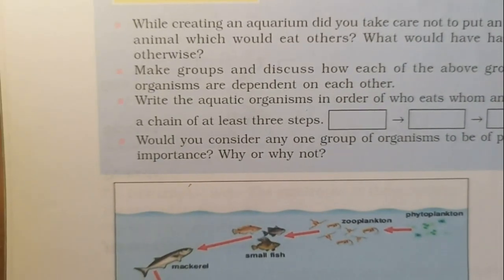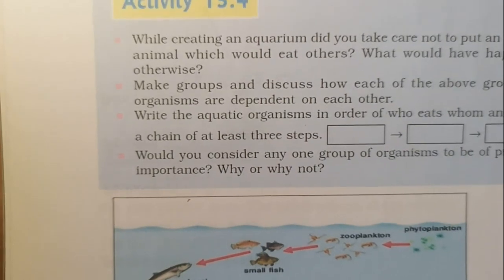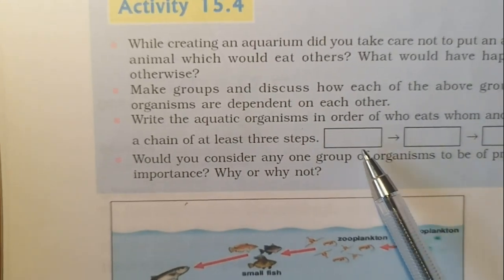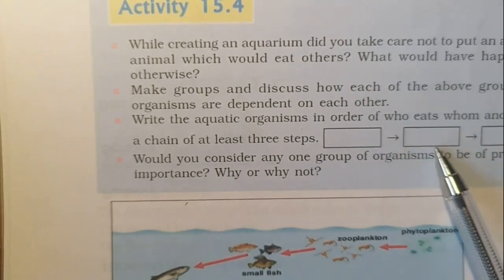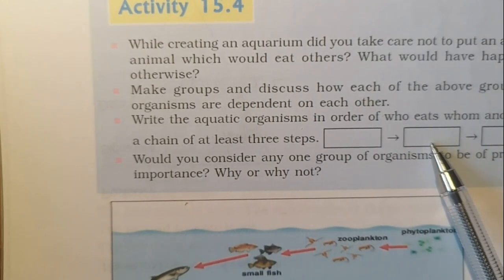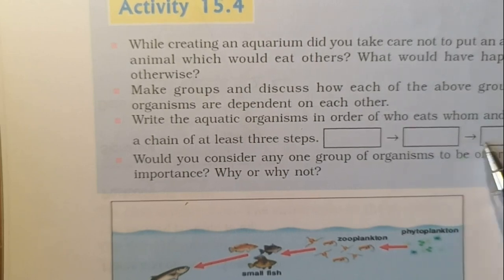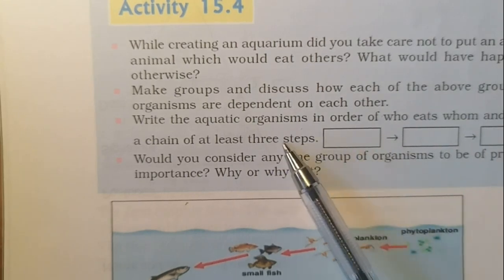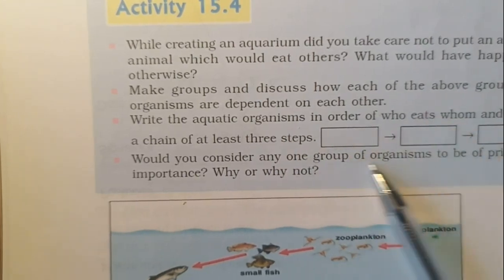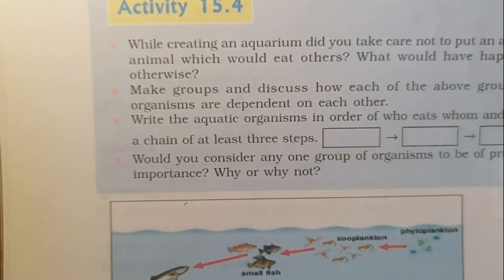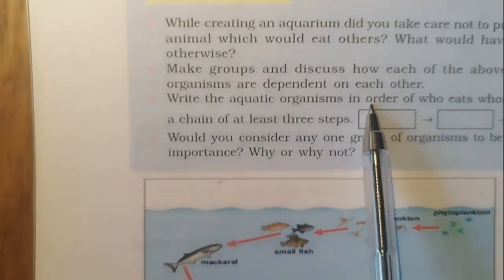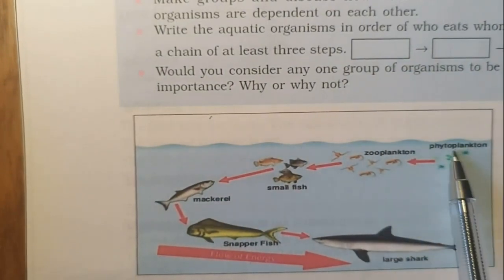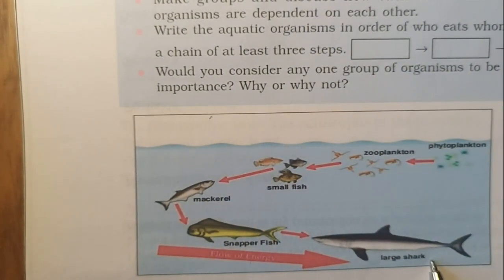But in an aquarium, the ecosystem will be simple. If you have plants and the small fish and the large fish, or plants and small zooplankton kind of organisms, small animals, and the fish, so you will have a very short aquatic chain in the aquarium. But for the aquatic organisms that live in a natural habitat, the chain could be a big one.